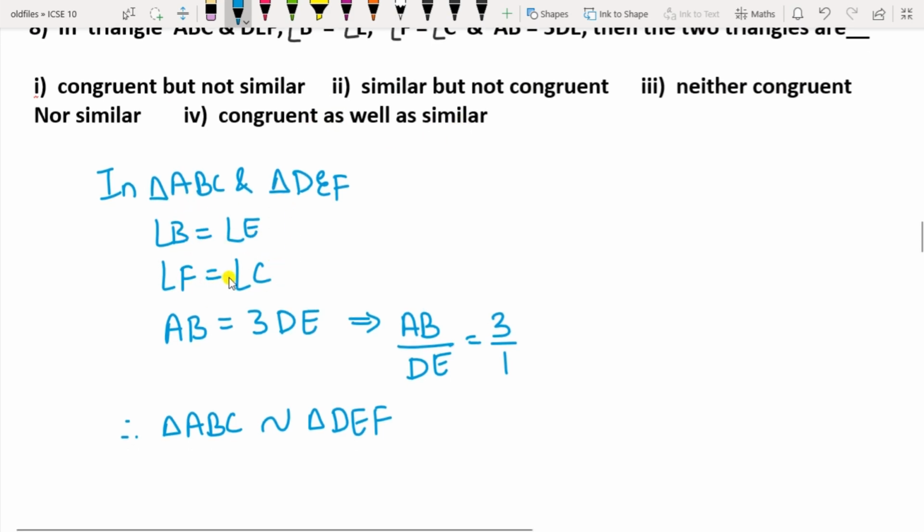These two angles have been given, they are equal, but the sides have been given as AB equal to 3DE. That becomes AB upon DE equal to 3 upon 1. So this is in the proportionality form, and therefore the triangles are similar. They are not congruent but they are similar. So they are similar but not congruent. So option 2 is the correct option.